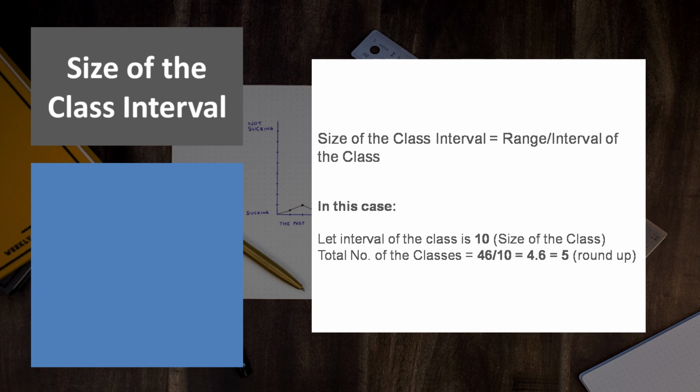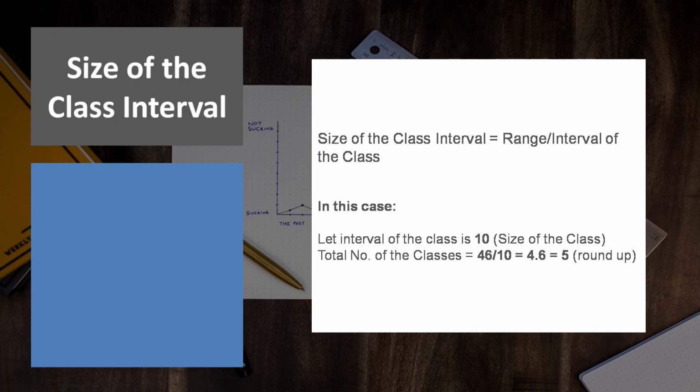Range we have already discussed. In the present example, the range is 46. So you have to divide 46 by the interval of the class, which you have to decide. In this case, let the interval of the class be 10. You can also make it 5, but as an example, let the size of the class be 10. To get the total number of classes, 46 is the range and 10 is the size of the class. So 46 divided by 10 is 4.6.